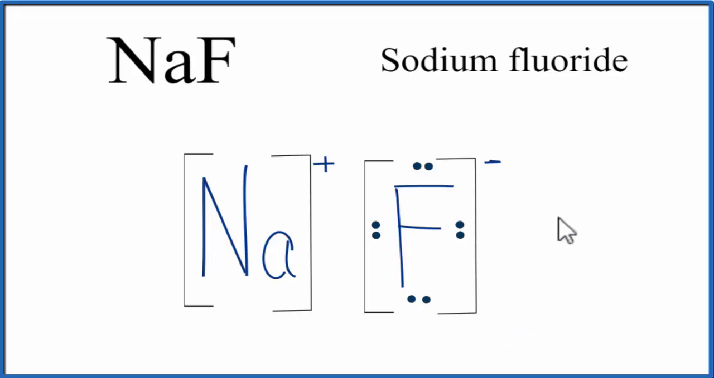One last note, this is what we call a formula unit. With ionic compounds, they exist as crystals, which are made up of repeating patterns of these formula units. Still, this is very useful to see how the electrons have been transferred between the ions.